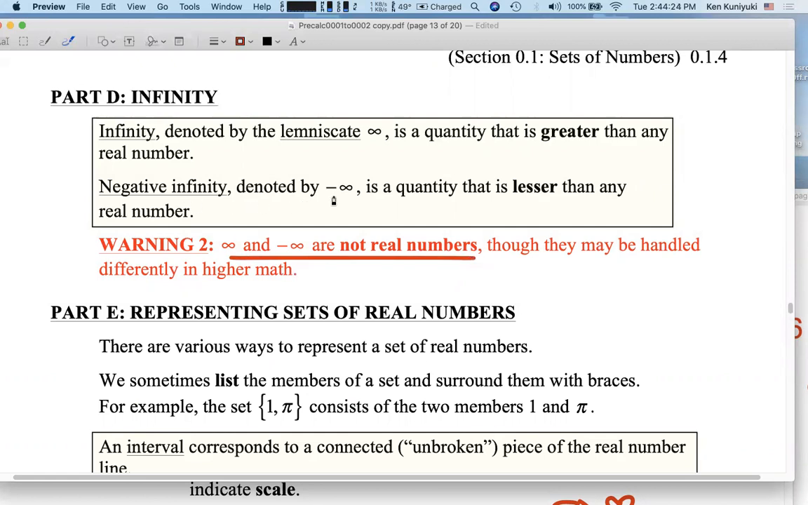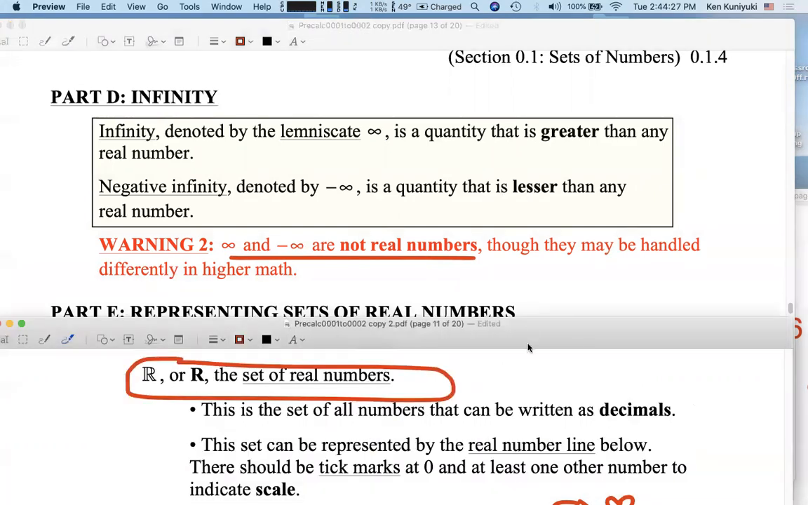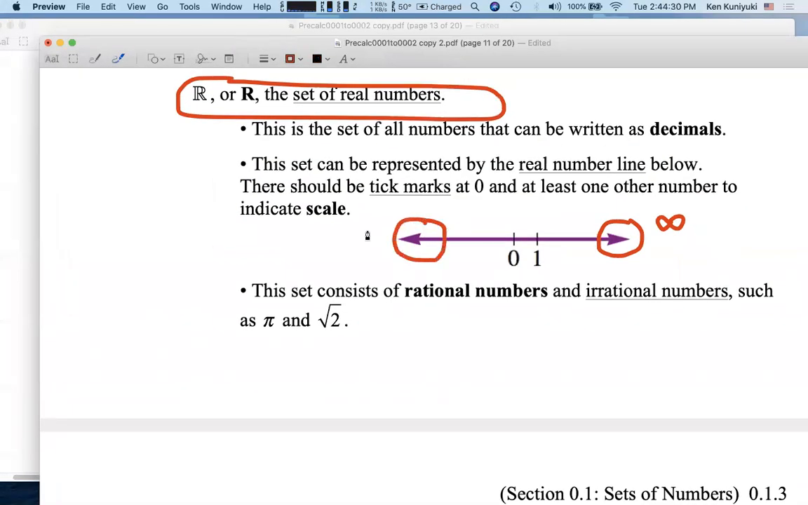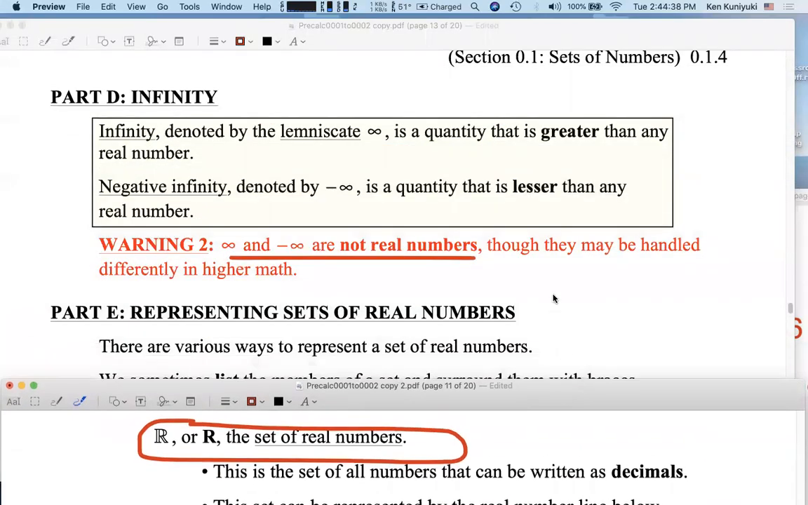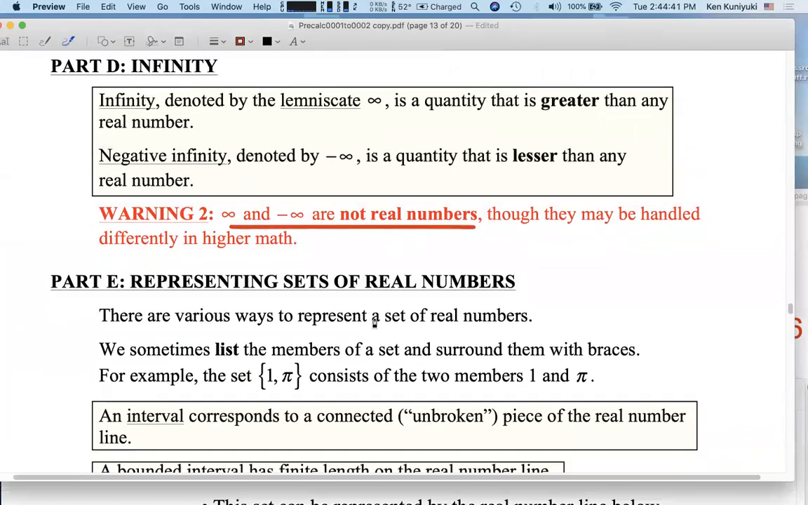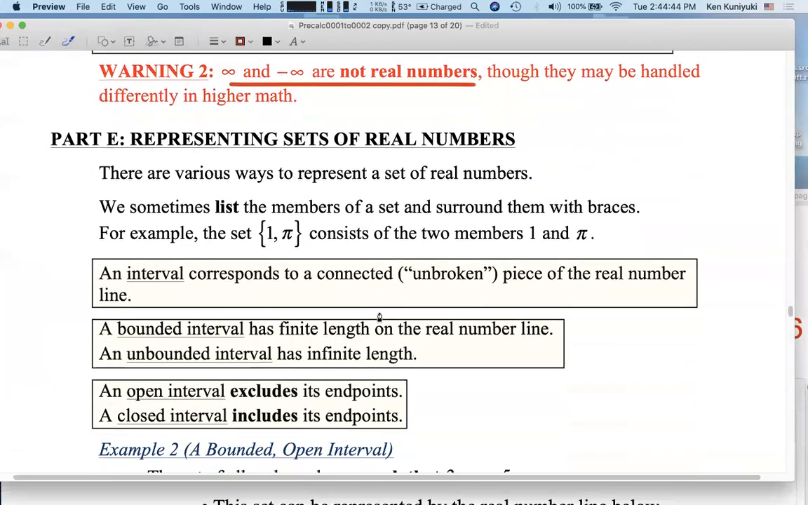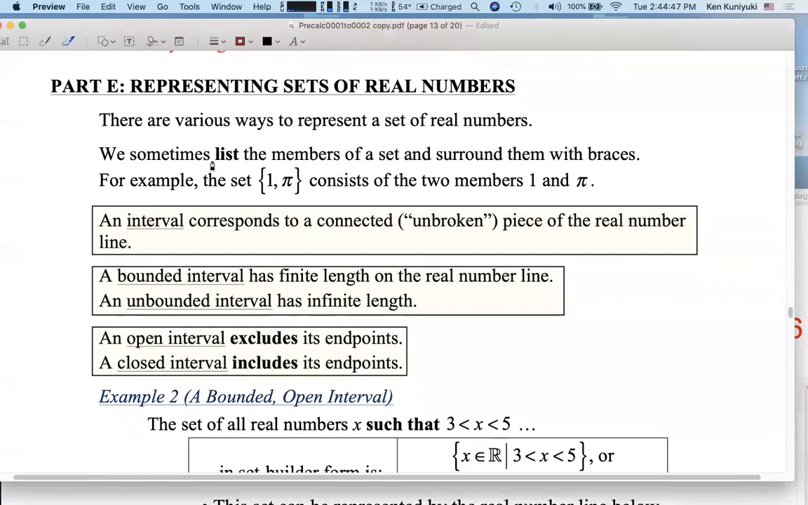Likewise, negative infinity is a quantity that's lesser than any real number. And we tend to associate negative infinity with the left arrowhead over here on the real number line. We're going to need infinity and negative infinity as we describe and represent sets or subsets of real numbers. So let's say that we want to represent a subset of real numbers. Well, if we just care about a couple of real numbers, like 1 and pi, we can just separate them with one or more commas and surround them with braces. I know students have a hard time drawing these things, but you'll get used to them.